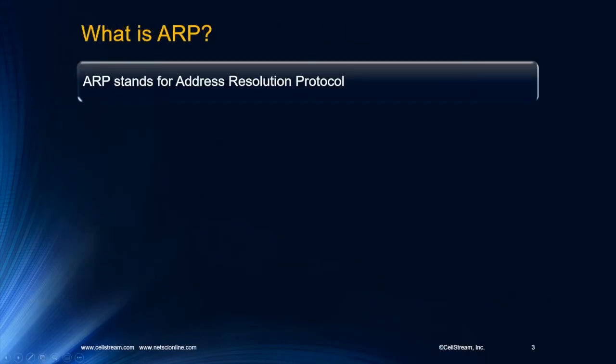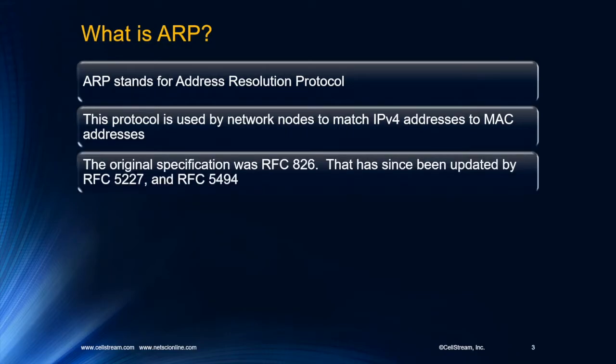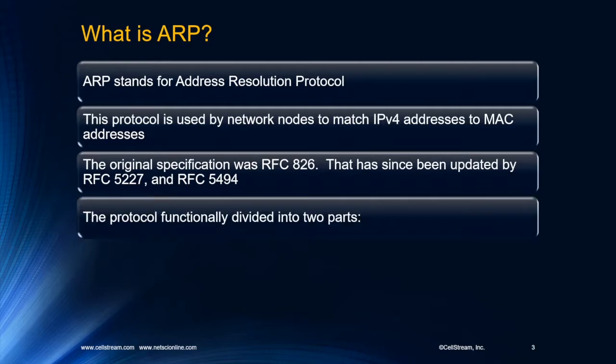What is ARP? ARP stands for the Address Resolution Protocol. This protocol is used by network nodes, devices on your local area network, to match IPv4 addresses to MAC addresses. This allows us to fully communicate on the layered protocol model, which I'll talk about here in just a minute. The original specification for ARP was found in RFC 826, and that has since been updated by RFC 5227 and 5494. So that's where you can find some of the details on ARP from the specifications point of view.